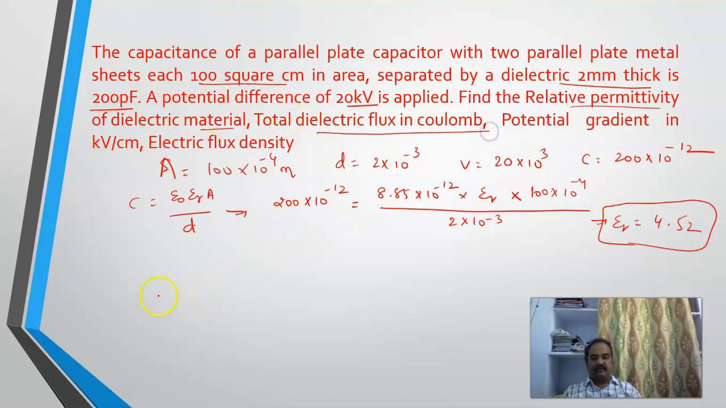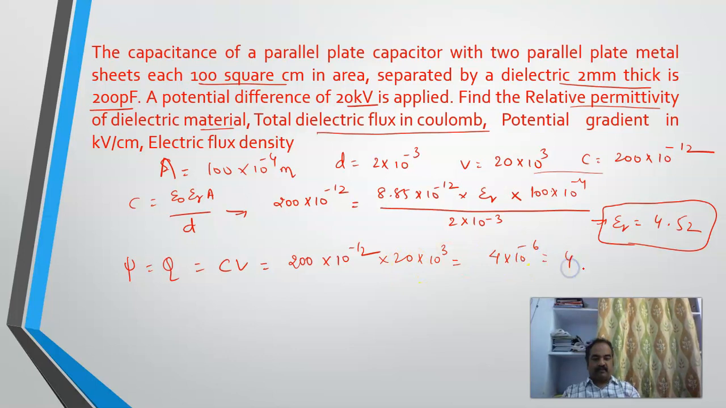Next is the total dielectric flux. Psi, you know, is equal to Q, which is nothing but CV. C is already there with you, 200 pico, 10 to the power of minus 12, into V, which is also there, 20 into 10 to the power of 3. This is 4000, so 4 into 10 to the power of minus 6, which is 4 microcoulombs.